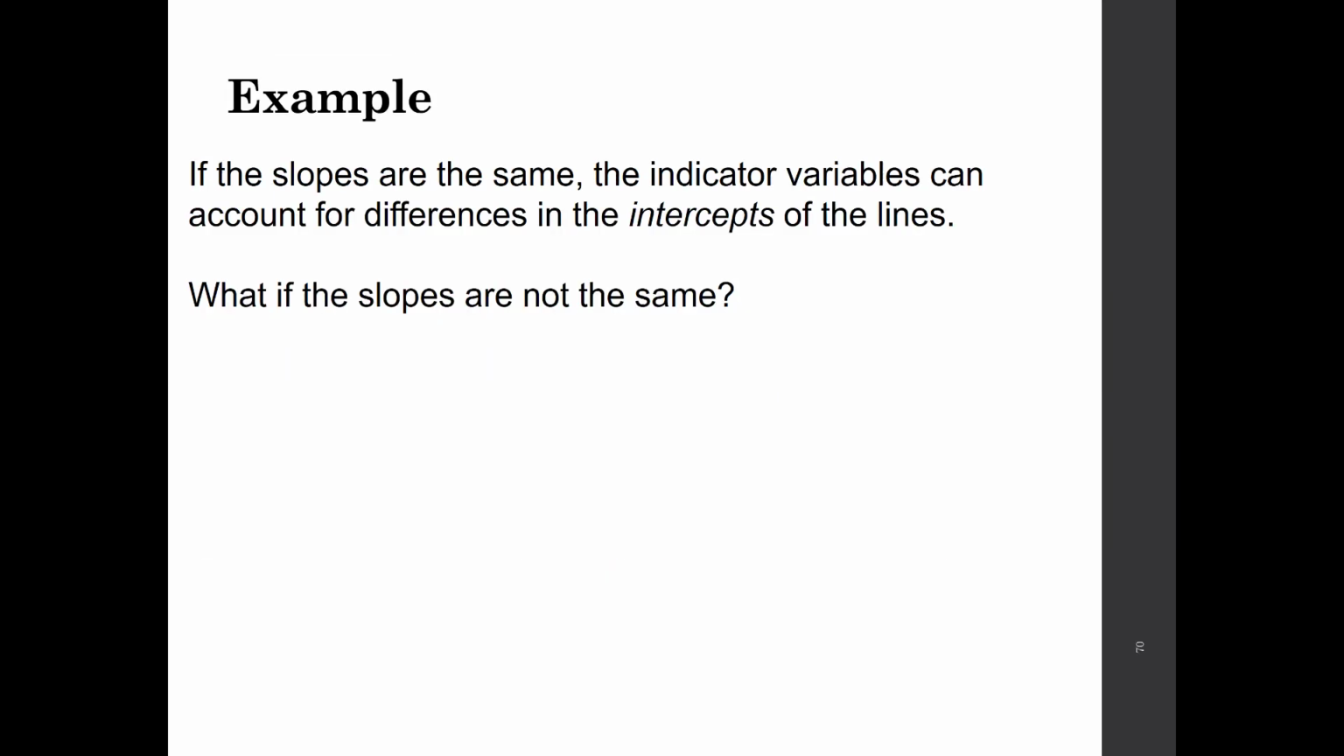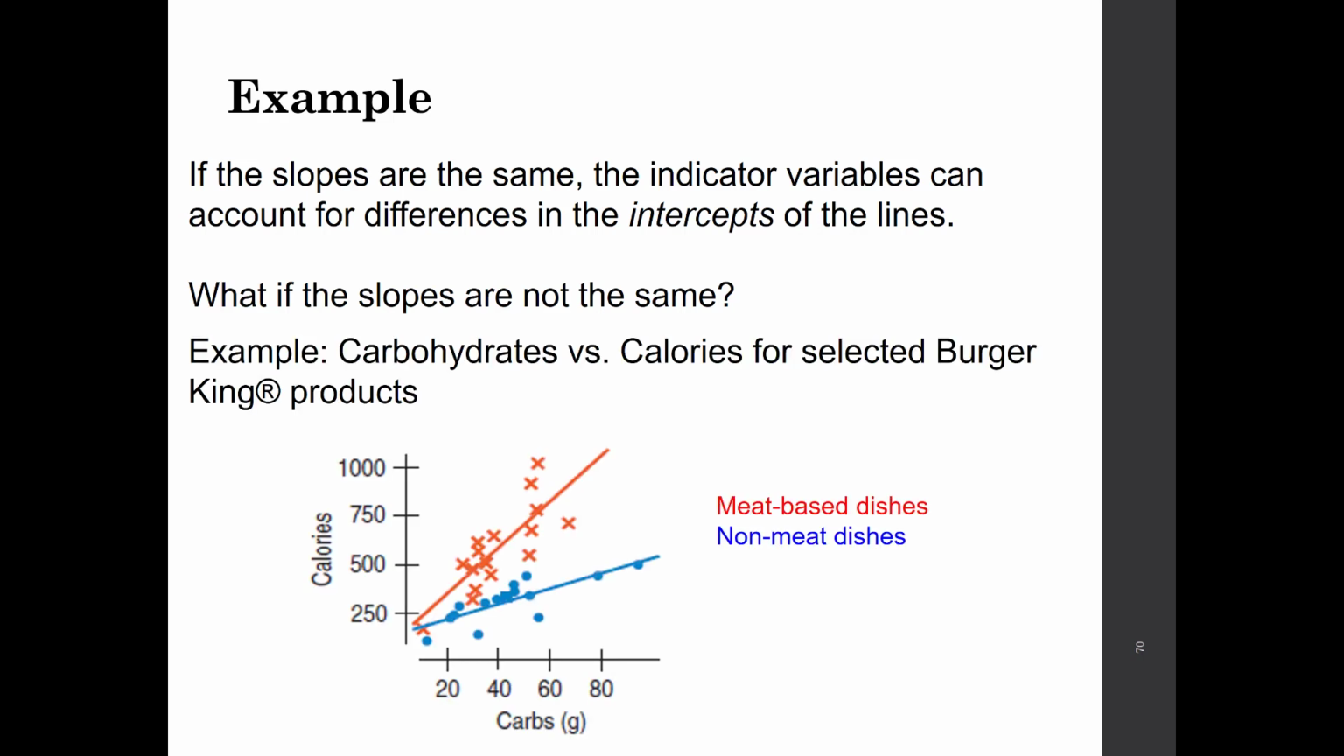So if the slopes are the same, the indicator variables can account for differences in the intercepts of the lines, but what if the slopes are not the same? We're going to work with an example on data from Burger King products, carbohydrates versus calories, and we're also looking at the variable meat. So whether the dish is a meat-based dish or a non-meat-based dish. And we can see from the scatter plot, the top line through the data points marked by X's that's in red are meat-based dishes, and the bottom line for the data points that are blue circles are non-meat dishes. And we can see that it looks like the slopes of the lines are different on this occasion.